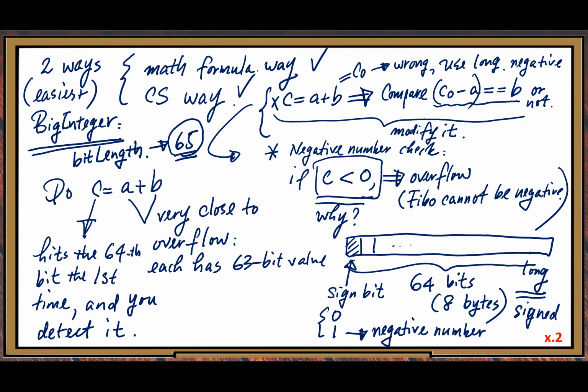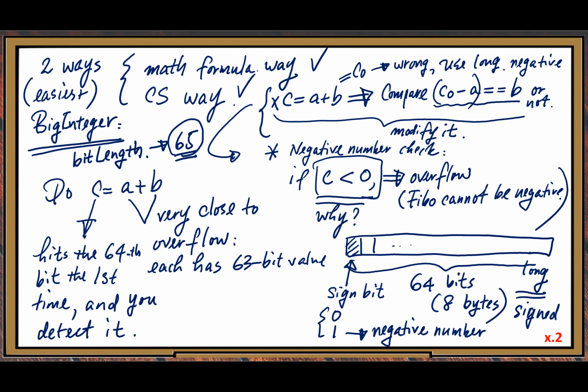For the CS way, you only need to do one way. You do not need to do two different ways. So for the CS way, that negative way is fine. Or if you choose BigInteger with the bitLength way, you only need to do one of the two.